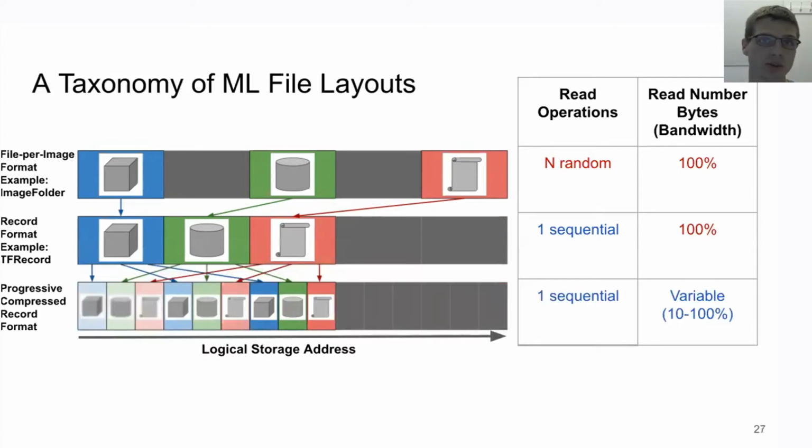Progressive compressed records, which we introduce, allow variable bandwidth usage while also performing sequential reads. The key difference between progressive compressed records and standard records is the same record can be read at multiple levels of detail.